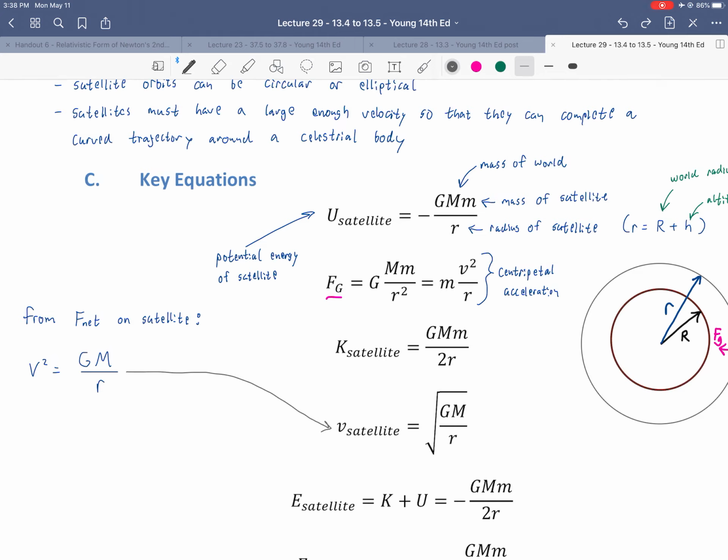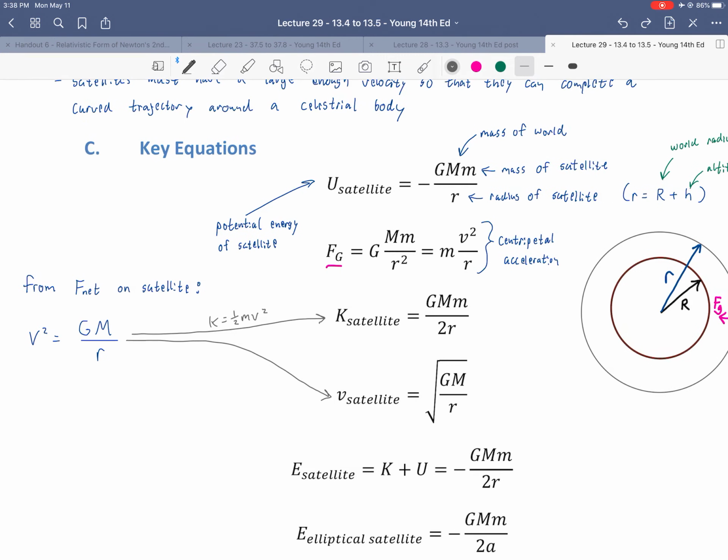Now, what about the kinetic energy? Well, similarly, we know that kinetic energy is just 1/2 mv squared, so we could take that v squared, multiply it by 1/2 little m for the satellite, and that gets us right back to the kinetic energy. Because, of course, K is just 1/2 mv squared. So this is a neat result, right? We see that the kinetic energy of the satellite is just the gravitational constant, mass of the world, mass of the satellite, over 2 times the radius of the orbit.